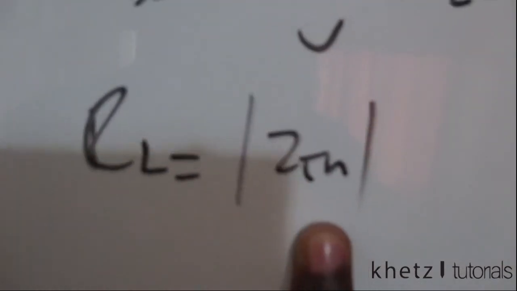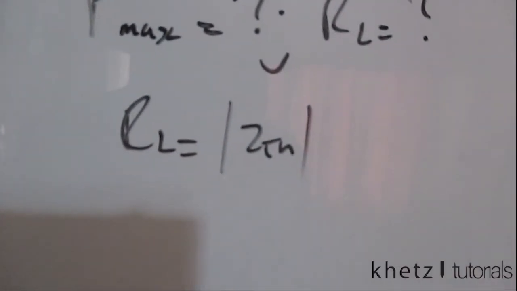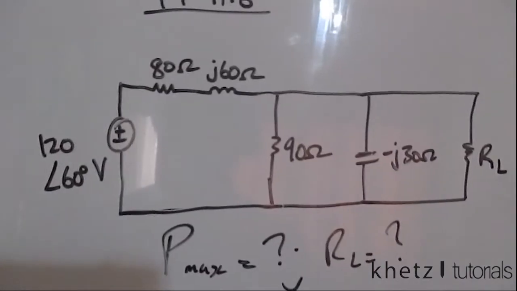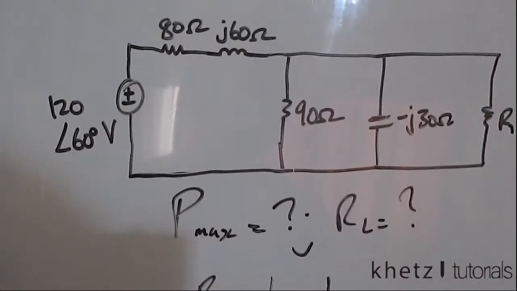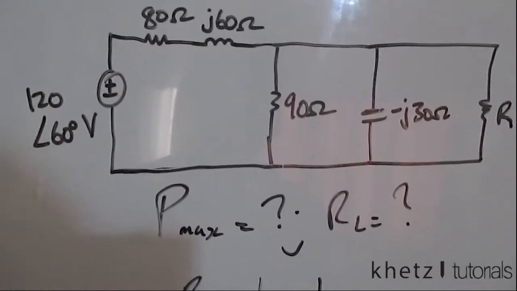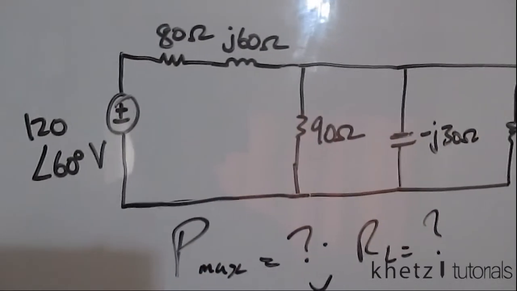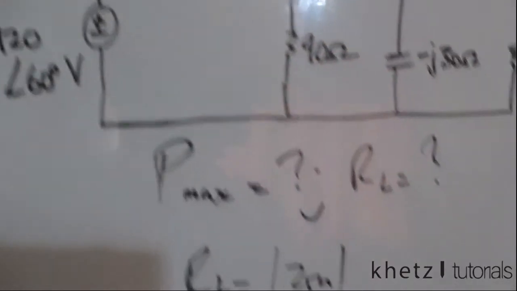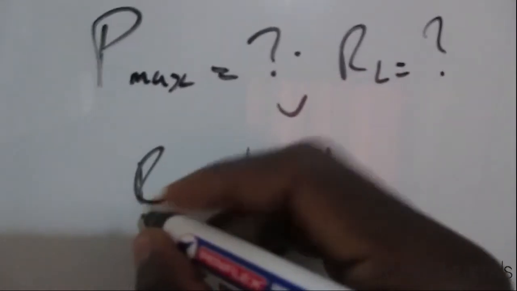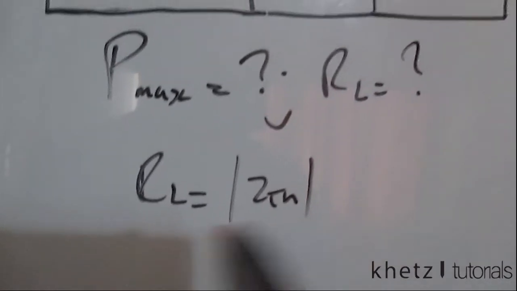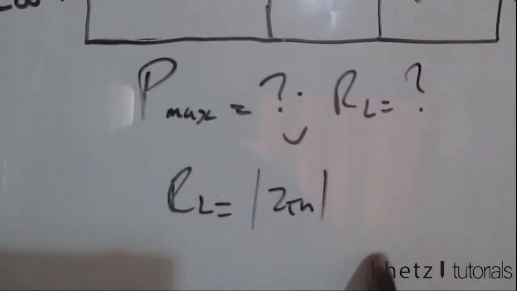So now let's go ahead and find the Thevenin equivalent impedance, and then we are going to find its magnitude, which is going to be the value of RL for maximum average power, right?